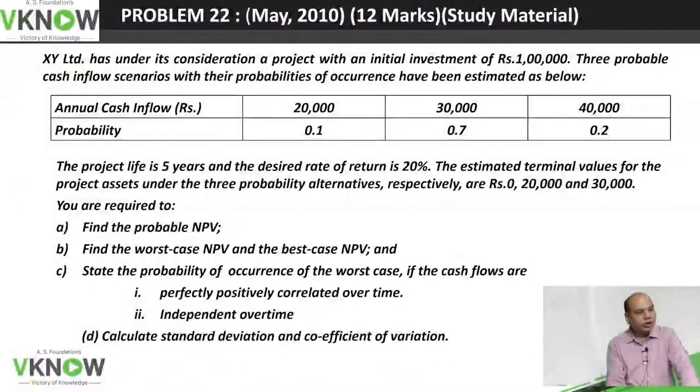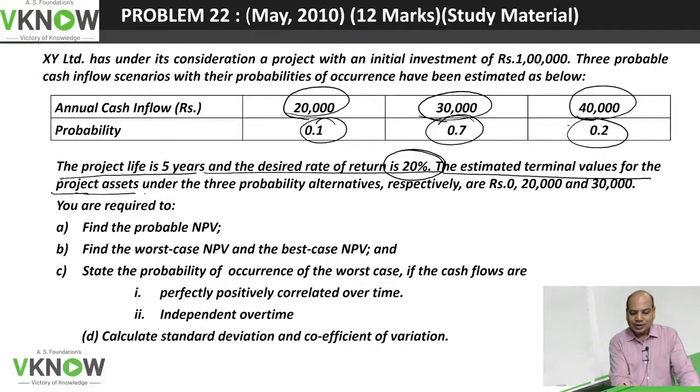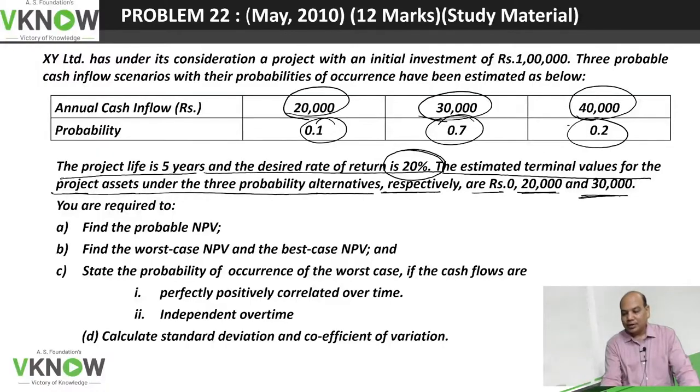Now we'll come to question number 22. XY Limited has under its consideration a project with an initial investment of rupees 1 lakh. Three probable cash flow scenarios with their probability of occurrence are estimated below. So you can get annual cash flow of 20,000 or 30,000 or 40,000 with probability 0.1, 0.7, 0.2. Project life is 5 years and estimated desired rate of return is 20% this time. The estimated terminal value for the project asset under the three probability alternatives respectively are 0, 20,000 and 30,000.